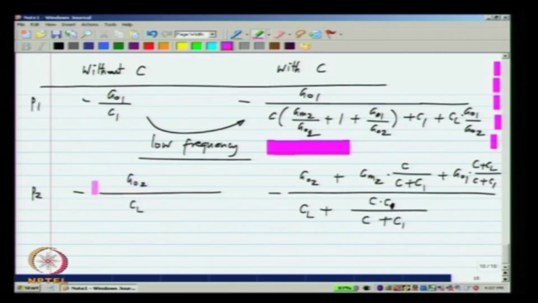Similarly, now for the second pole it is GO2 by CL. First of all, even the numerator has changed, it is GO2 plus some other terms which represent conductances, and in the denominator we have CL plus all of this stuff. So, does this make sense? Indeed it does, as we will see shortly.